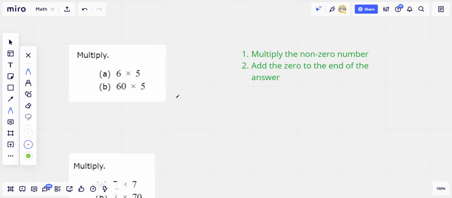In these problems, we're looking at how to multiply numbers with zeros at the end, what they call a trailing zero. And you'll notice in this problem, we've got 6 times 5, then we've got 60 times 5. And if you know the answer to 6 times 5, getting the answer to 60 times 5 is pretty easy. So maybe you already know that the answer to 6 times 5 is 30.